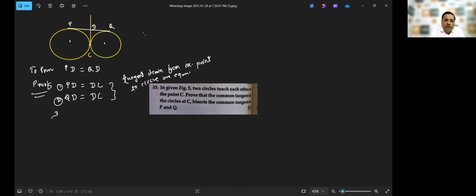So if you observe carefully, first and second में DC, right hand side is same. So therefore PD is equal to QD from first and second. और hence proof हो गया, proof. Okay. Take the screenshot. Taken. Okay. Next.